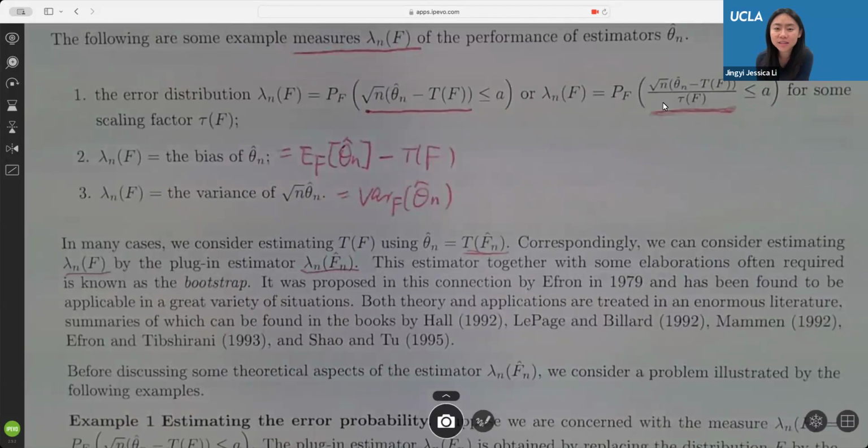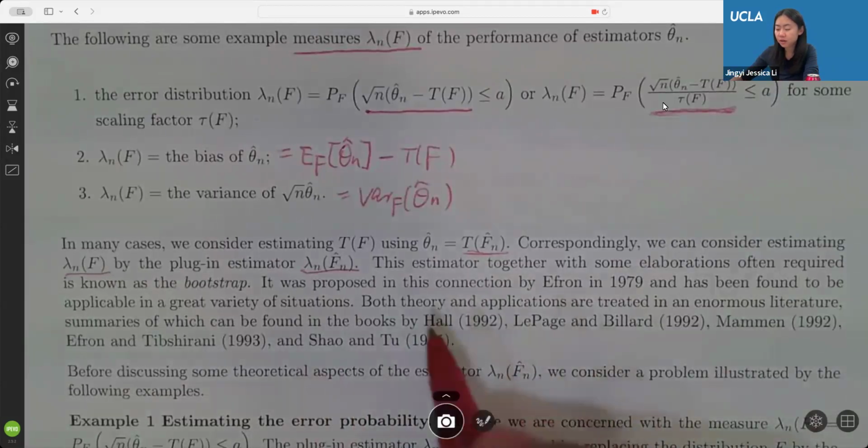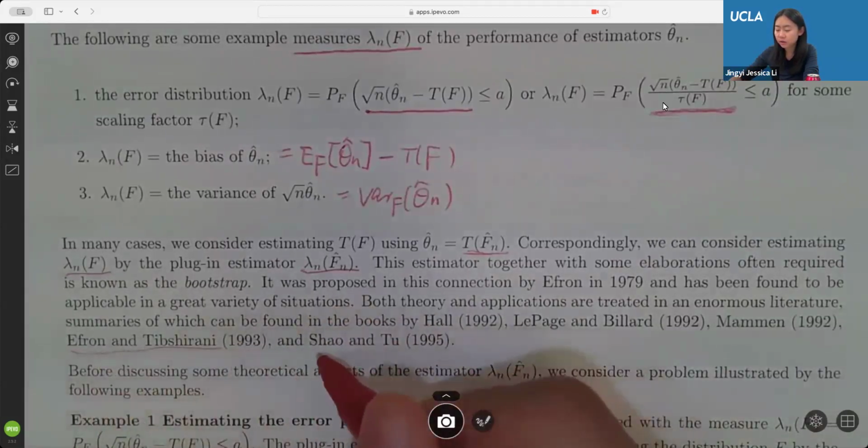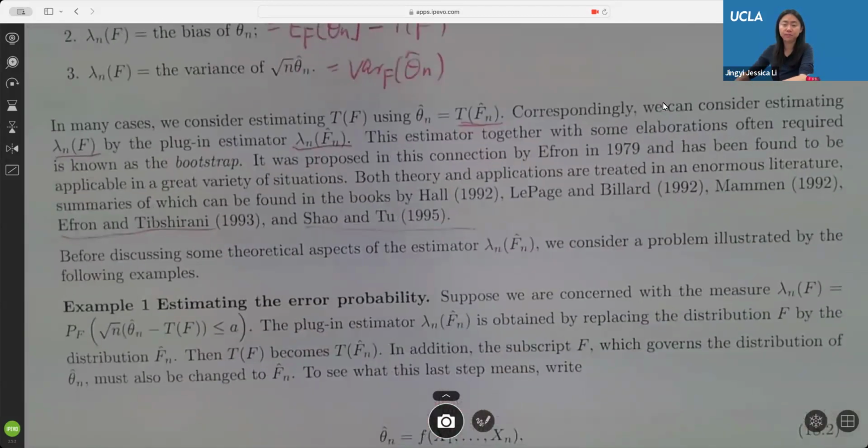This estimator, together with some elaborations, was proposed in this connection by Efron in 1979 and has been found to be applicable in a great variety of situations. Both theory and applications are treated in an enormous literature. So I would say if you're interested in reading more about bootstrap, there are books, especially this book and this book, that have very detailed explorations of bootstrap as a topic.